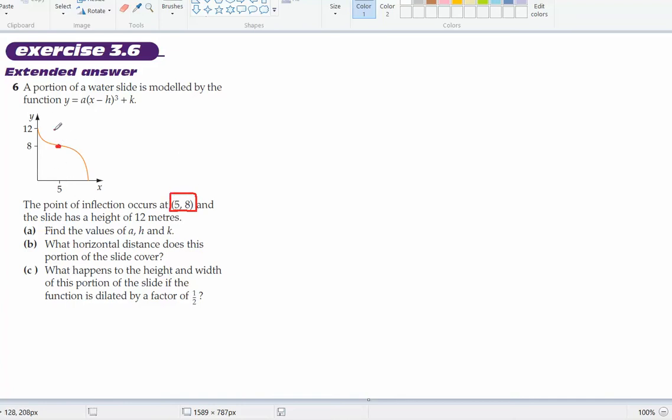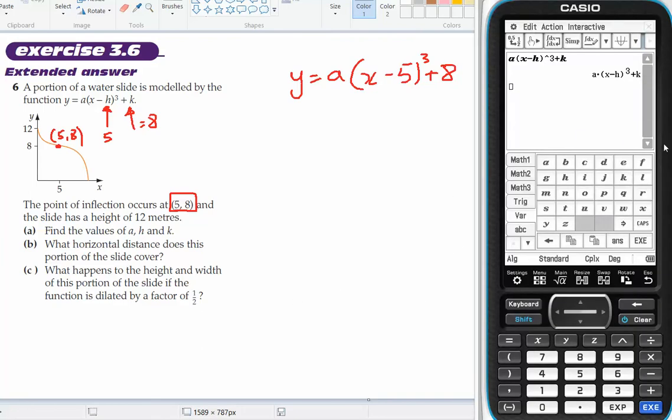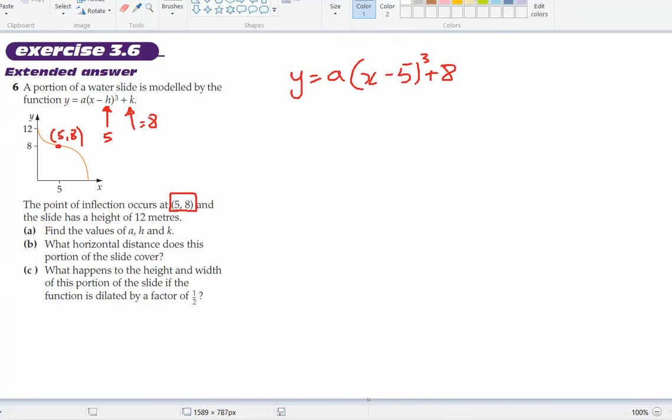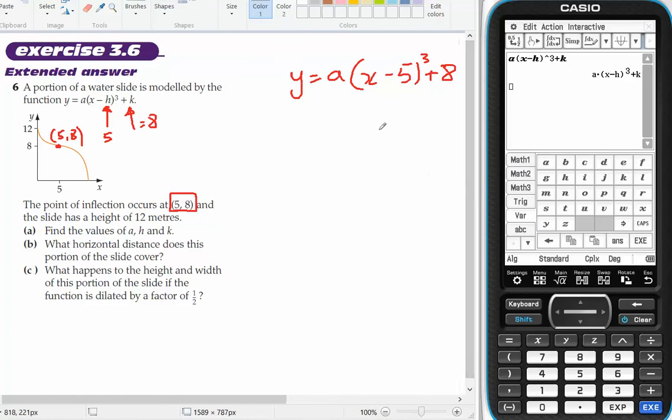So that point there is (5, 8), which means that h is 5 and k is equal to 8. So I've got y equals a(x minus 5) cubed plus 8. I've used this point here, (5, 8), to find out h and k.